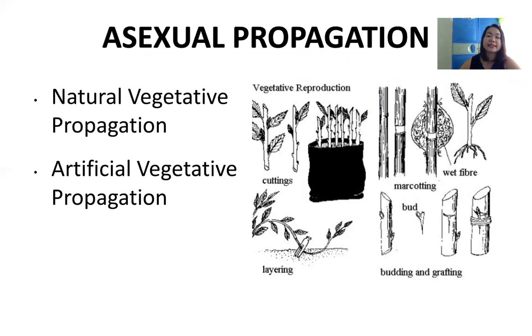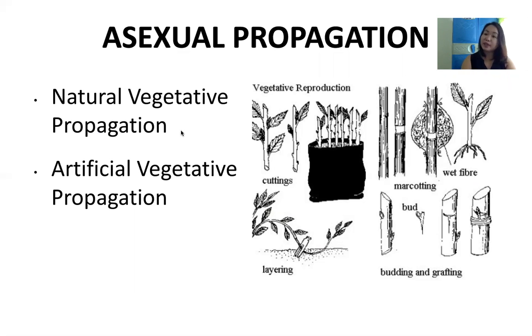Now for asexual propagation. Last time we talked about sexual propagation of plants. Now, there are two types of asexual propagation. When we say asexual propagation, this could be artificial or natural. When we say natural, it is vegetative propagation. We don't use the seed because that is sexual.